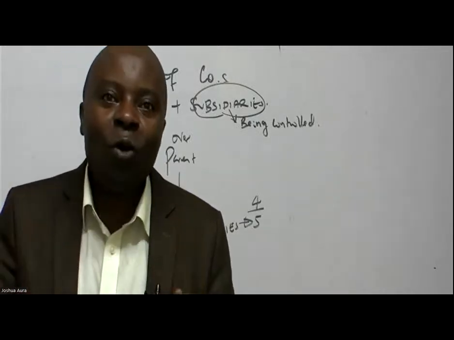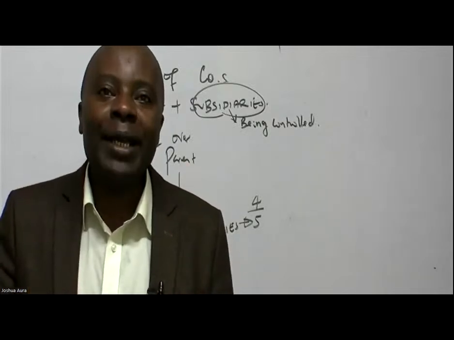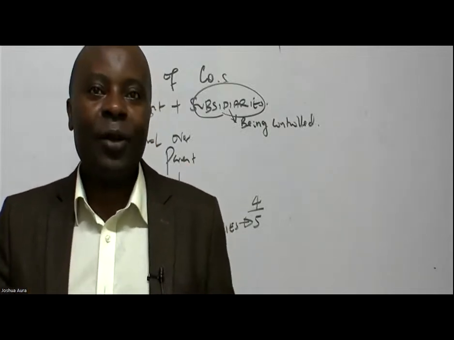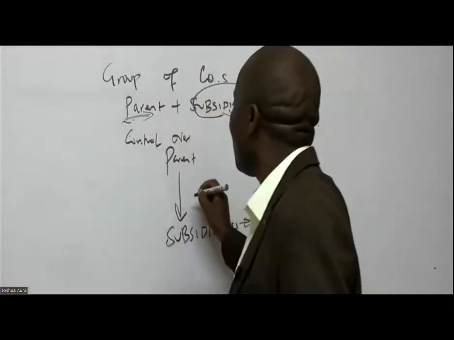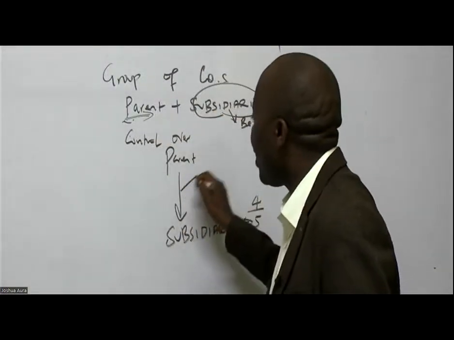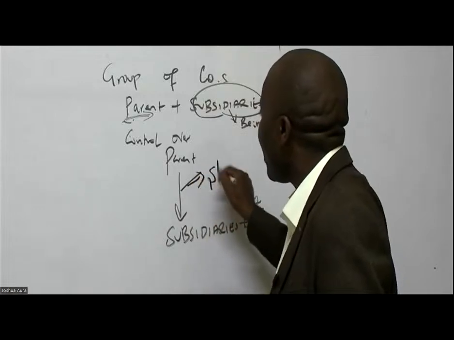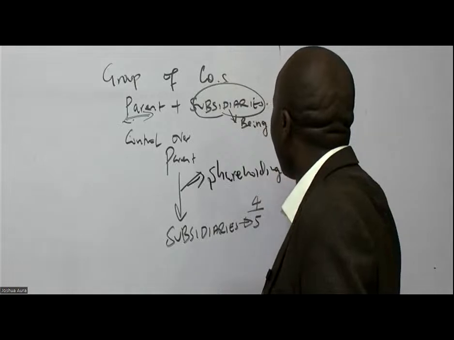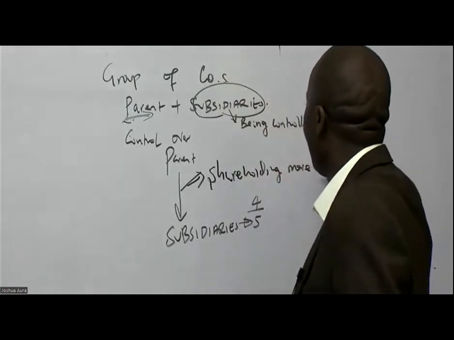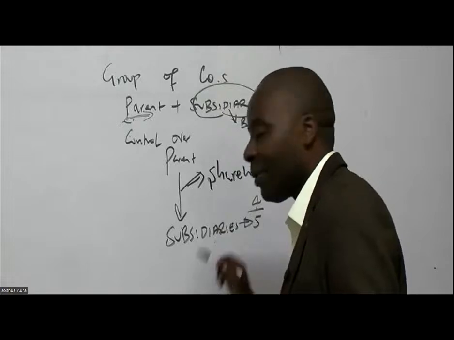What is the shareholding of the parent company in the subsidiary? Remember, for you to become a subsidiary, through the definition of control, the shareholding should be more than 50%. We should be owning more than 50% of this subsidiary.